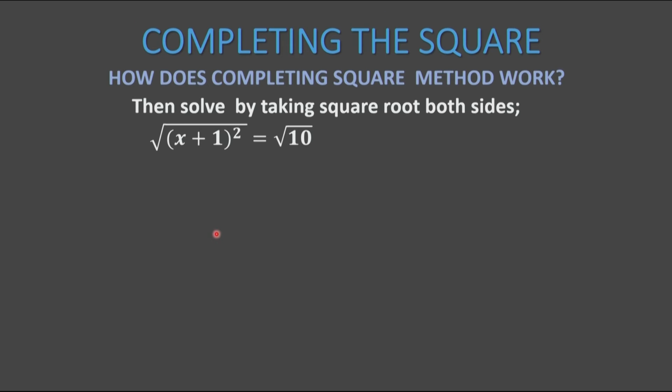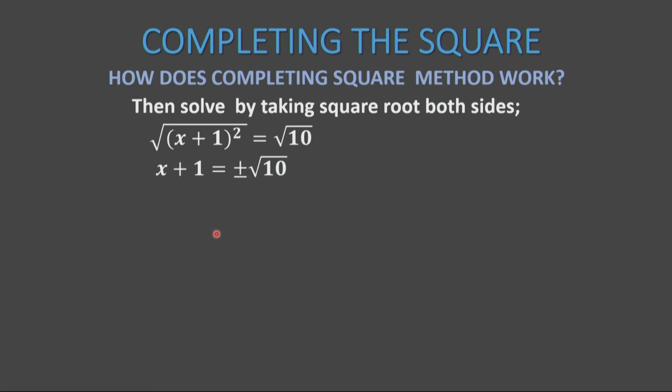So what do I do? I take the square root of both sides. Do you see that? Look at the square root sign. What do you get? If you take the square root of a square, you get the factor inside the bracket, which is x plus 1. Students, are you with me? Don't get lost, please. I need you. All right? Okay.